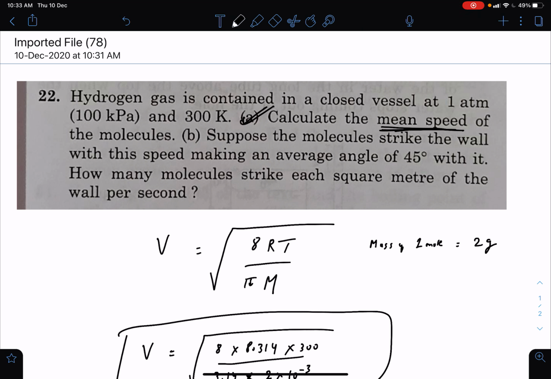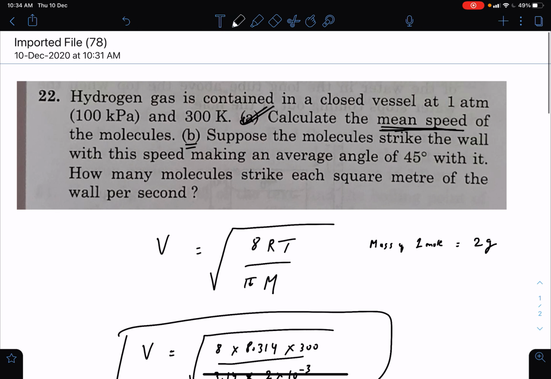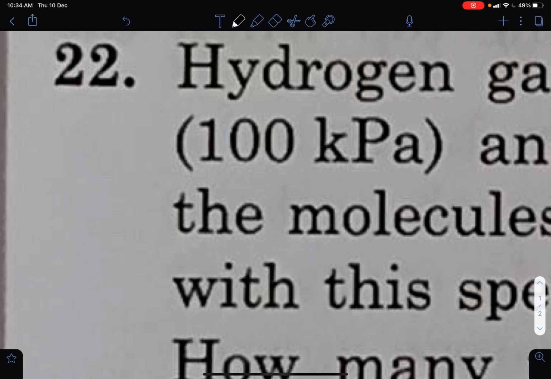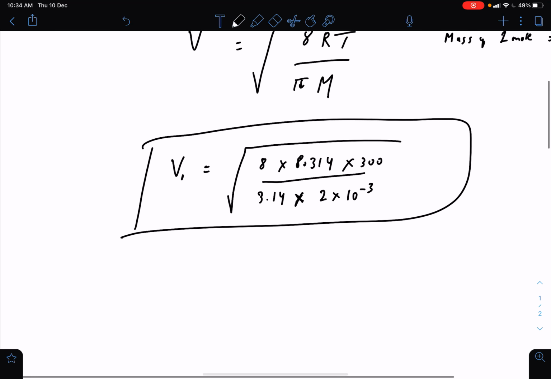Now what we have to assume in the second case? The second case is a hypothetical case. Actually it's not that all the molecules will be colliding at 45 degree only, but just a hypothetical case. Imagine that all of these molecules have one single speed, which is the mean speed, and all of them collide at 45 degree exactly. Then, to create this much pressure, how many molecules should be colliding? So let's say this velocity is v1, that we have already calculated as the mean speed.